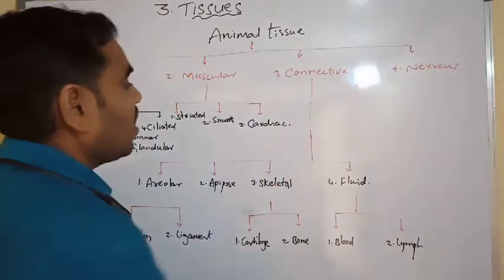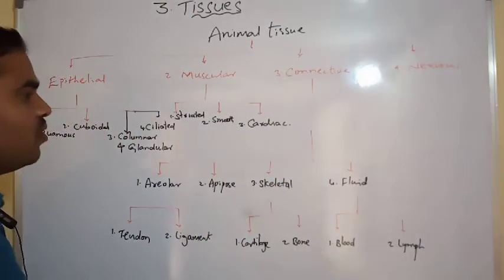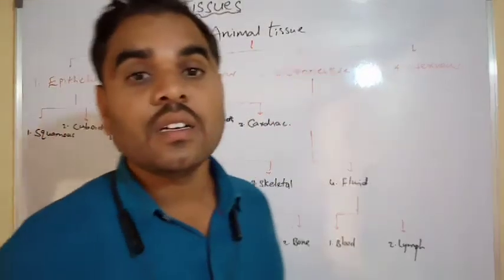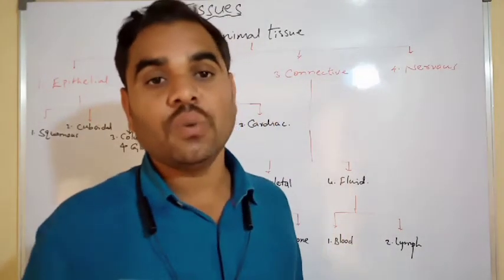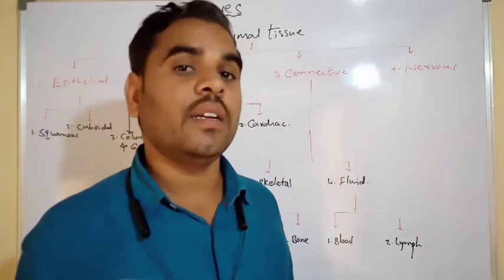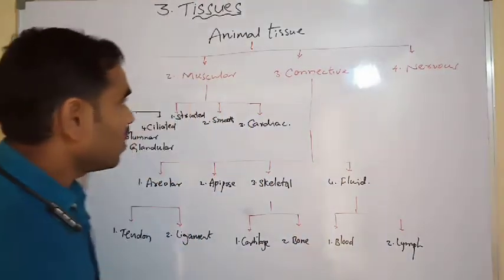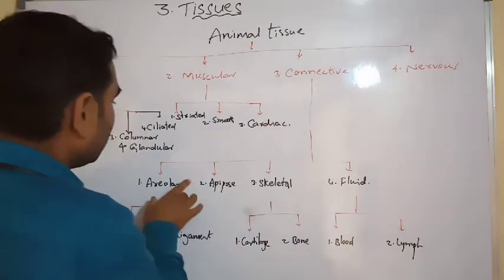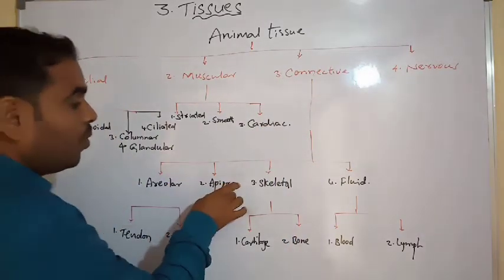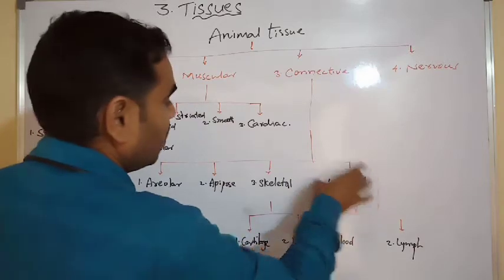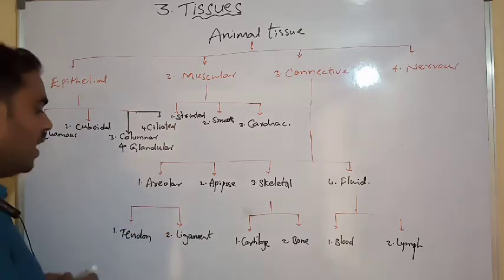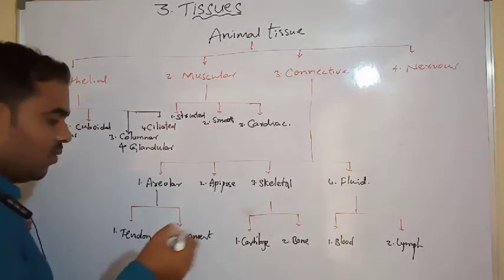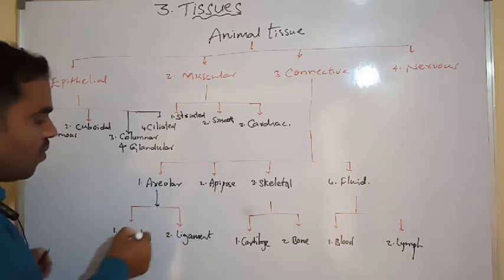Next, connective tissue. Connective tissue means connecting one tissue to another tissue, and one organ to another organ. It has four types: areolar, adipose, skeletal and fluid. Areolar tissue, such as tendons, is present connecting to our bones.